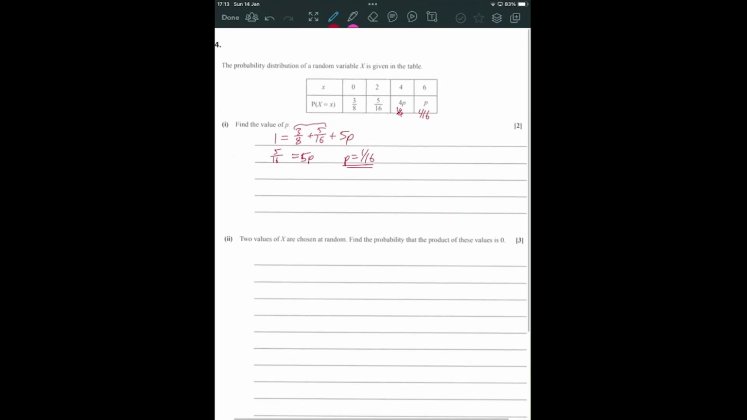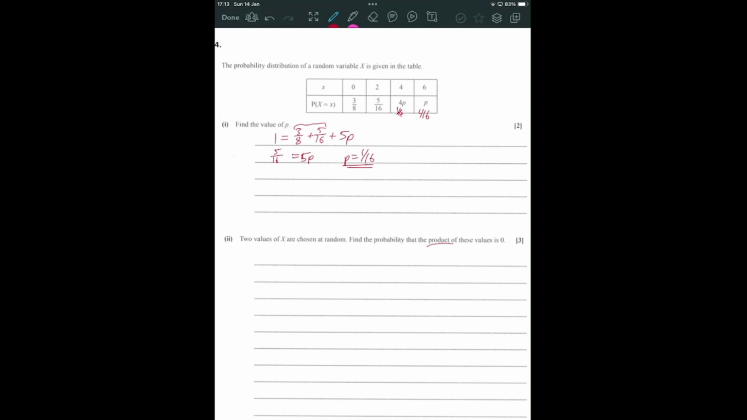2 values of x are chosen at random. Find the probability that the product is 0. Well, for the product to be 0, that means one of the 2 numbers had to be 0. The best way to do this, I'm really tempted to do a sample space. Yeah, I'm just going to do a sample space.